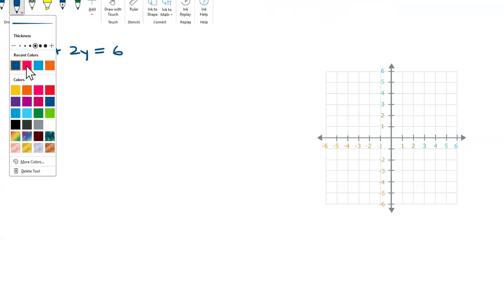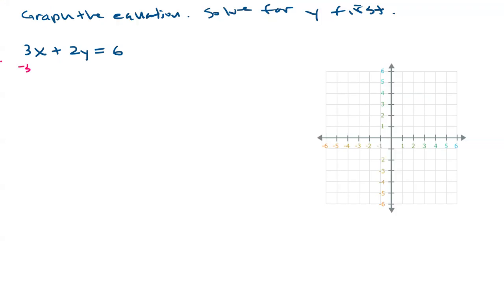Subtract 3x, subtract 3x. All right, so the 3x's are going to go away. So I have 2y on the left, and then I like to put the variable in the front, so I'm going to rearrange this and have -3x plus 6. Okay? All right. Then what's our next step?